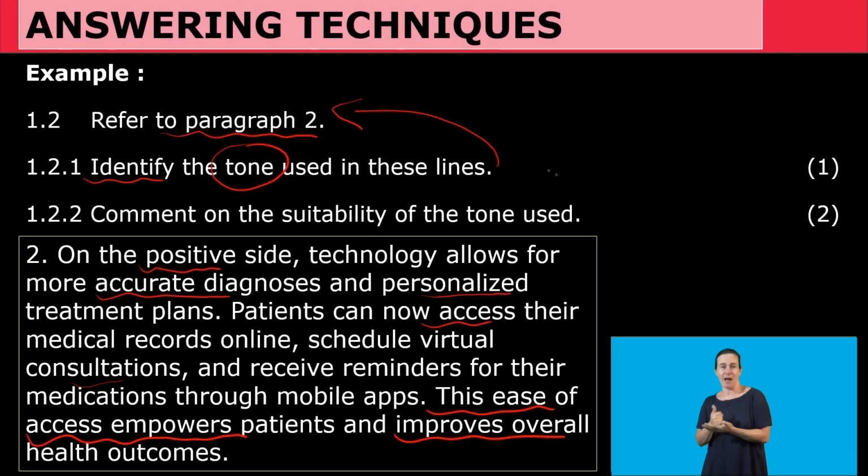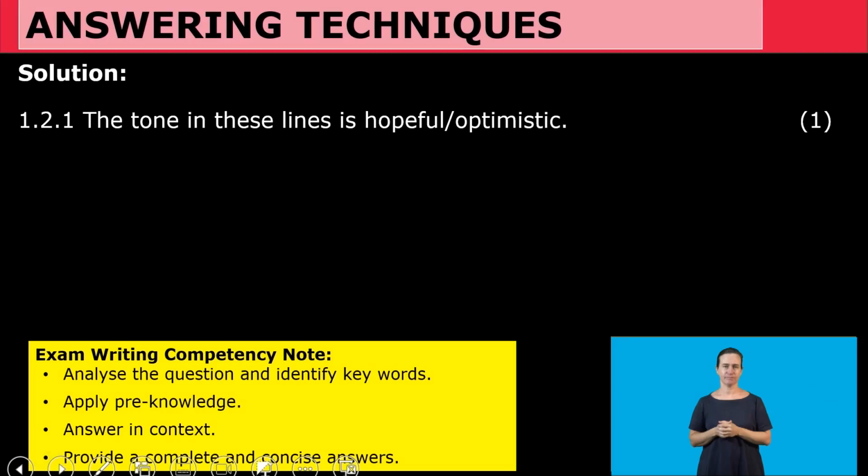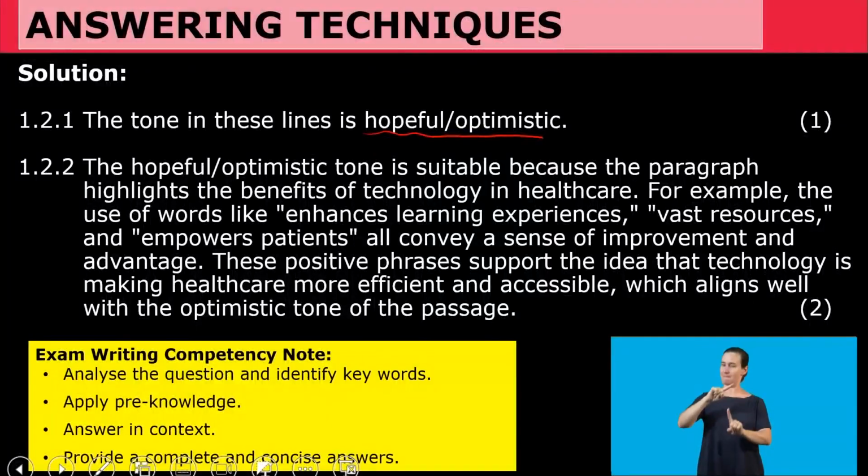You'll see that we have a follow-up question which asks to comment about the suitability of the tone. So we see that the tone is hopeful or optimistic. The writer is excited about the possible benefits. Then the appropriateness of the tone, it's suitable because it highlights all of the benefits of technology. For example, so always give a reference but don't lift. So you may lift little pieces from the text to support your answers, to justify.